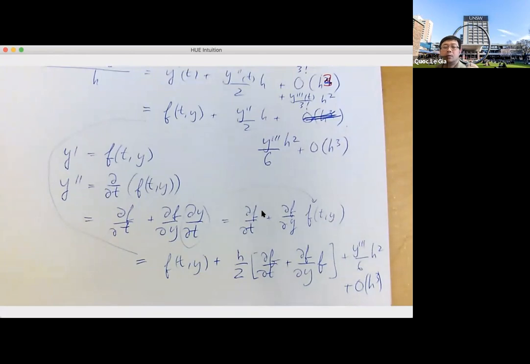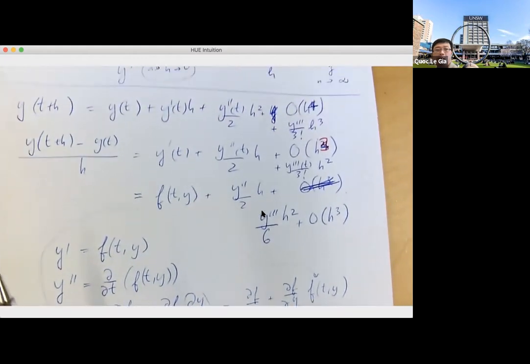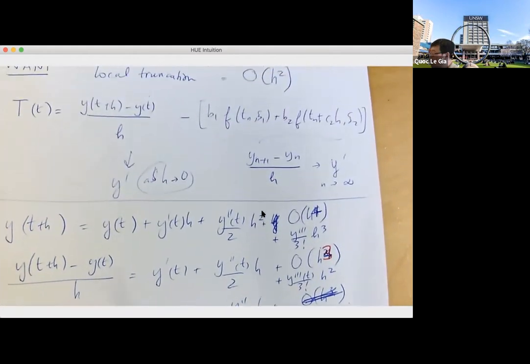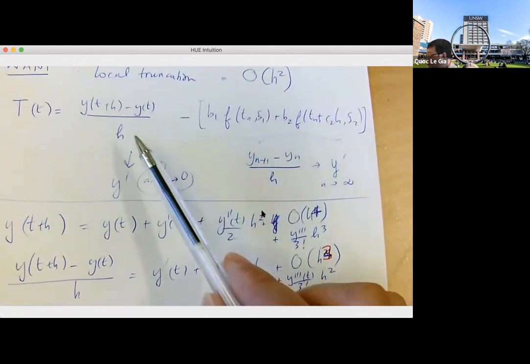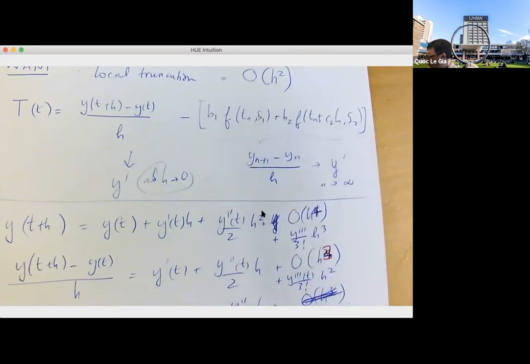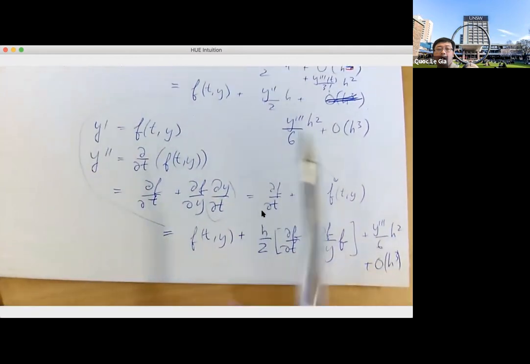So why am I doing this? Well, because remember we have to use Taylor expansion for the second term of the local truncation error. You need some cancellation in this second part, so that's why I want to expand it in terms of f. Okay, and now if I consider the right hand side.